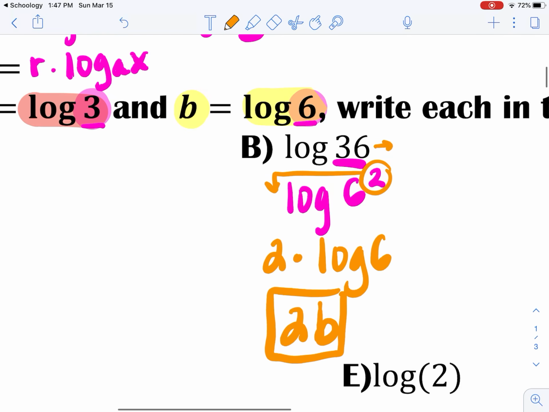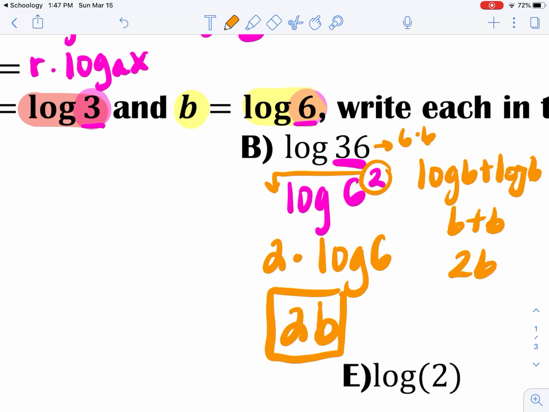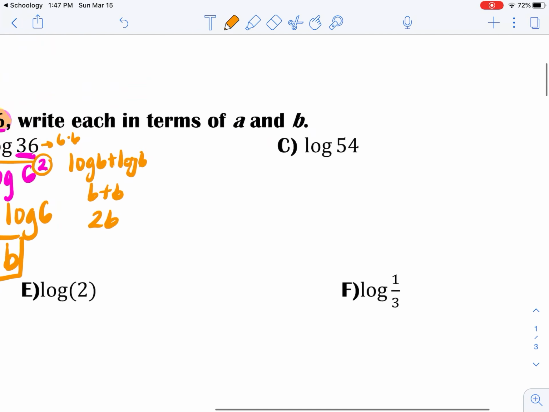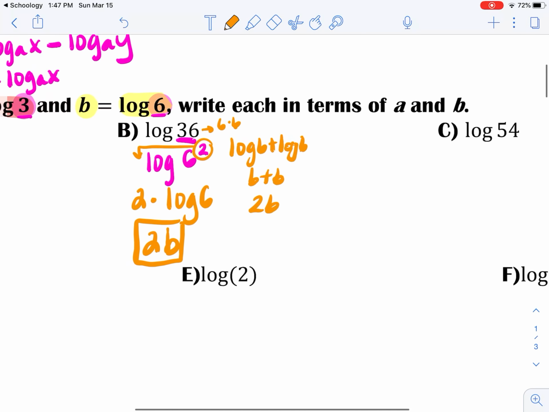You could have also broken this into 6 times 6. That would have been log 6 plus log 6, which is b plus b, which is still 2b. So realize if you do it a different way, you should still get the same answer.